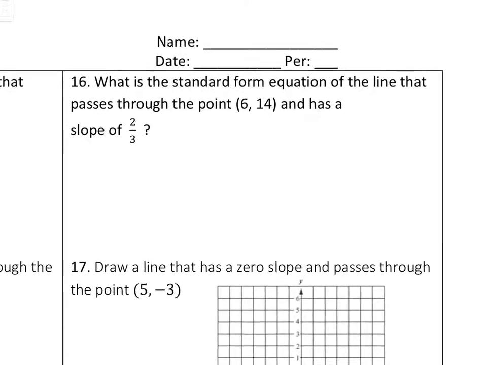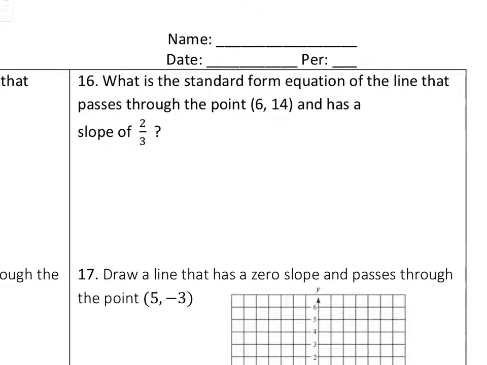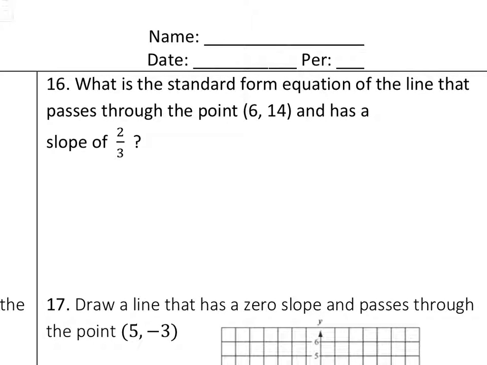What is the standard form equation of the line that passes through the point (6, 14) and has a slope of 2 over 3? A couple of key points: standard form is going to be ax plus by is equal to c. So that's what we need to make it look like.